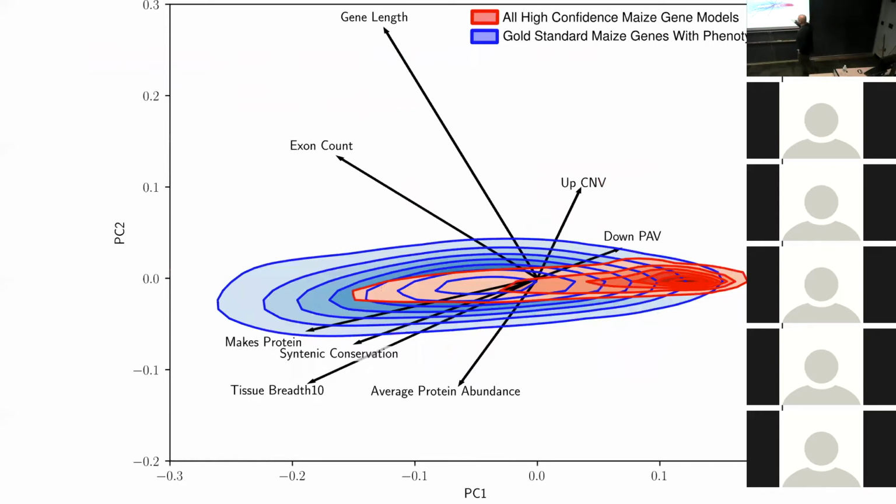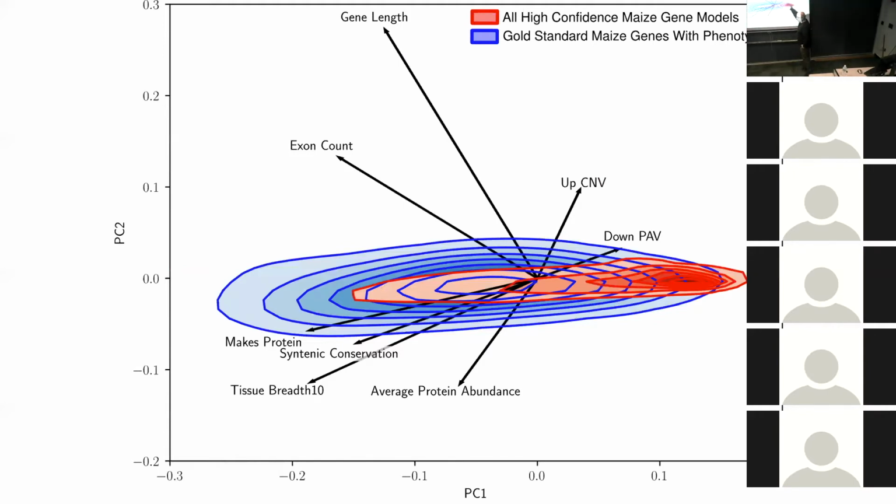So what you see here is a 2D kernel density plot of both all the annotated gene models in maize in red here, and these gold standard genes that have been identified based on a forward genetic phenotype. And this is a subset of the traits. We put about a dozen traits into this basic PCA, based on ones we knew that there were significant differences between genes with known phenotypes and those without. And we see that there's a relatively large separation.